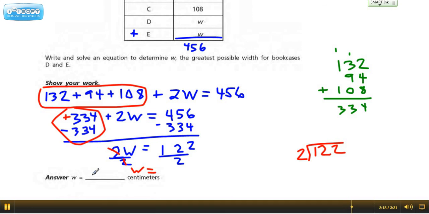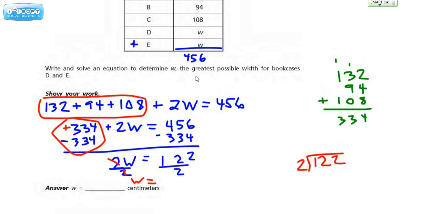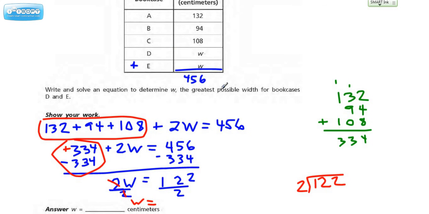Now what I recommend you do, whatever you get, put it in the space here and put it in the space here, because remember the widths are supposed to be the same thing. Add them all up and make sure you get 456 as a check.